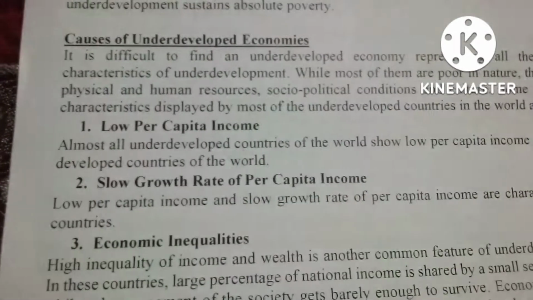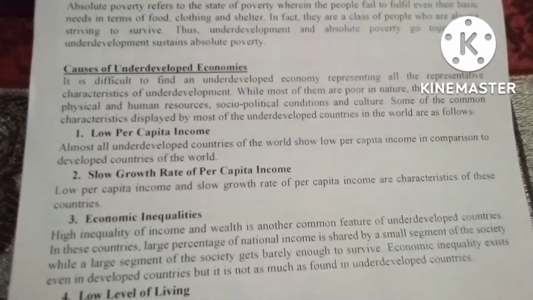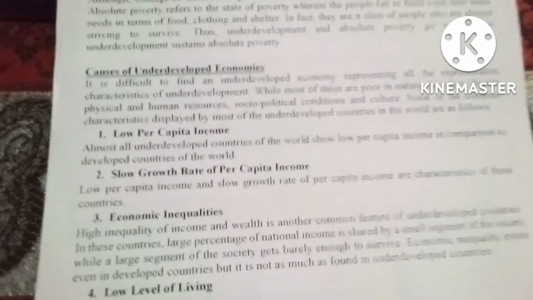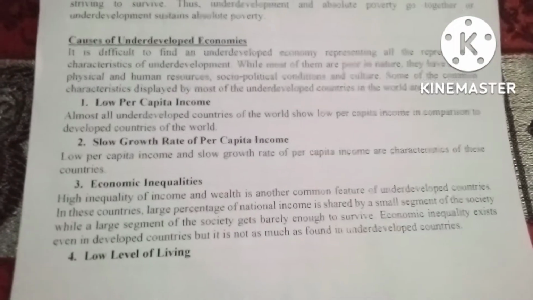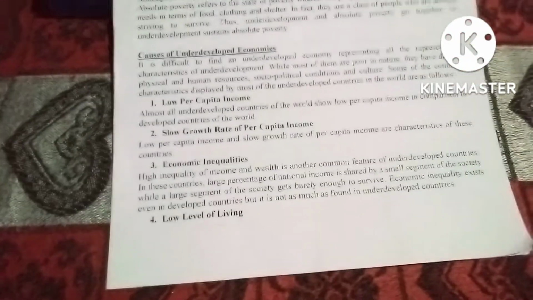Causes of underdevelopment in economies. It is difficult to find an underdeveloped economy representing all the characteristics of underdevelopment. While most of them are poor in nature, they have diverse physical and human resources, socio-political conditions, and culture. Some of the common characteristics displayed by most of the underdeveloped countries in the world are as follows: low per capita income. Almost all underdeveloped countries of the world show low per capita income in comparison to developed countries. A slow growth rate of per capita income. Low per capita income and a slow growth rate of per capita income are characteristics of these countries.